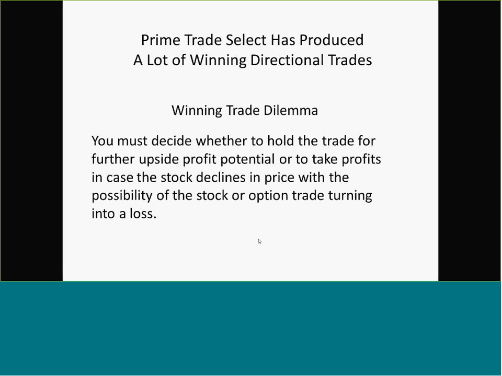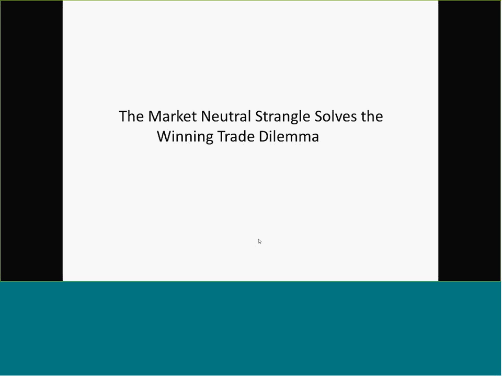So with these market neutral strangles, we solve that problem of the winning trade dilemma, because when you create a market neutral strangle, the profit potential of the trade is not capped. It's not limited. So if the underlying stock continues to go up in price, you're going to continue to profit. If the underlying stock goes down in price, you'll have downside protection in place with this market neutral strangle. So that solves that dilemma.